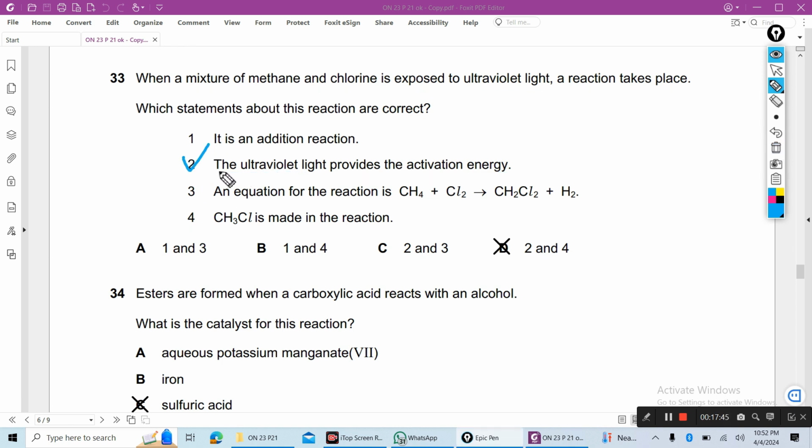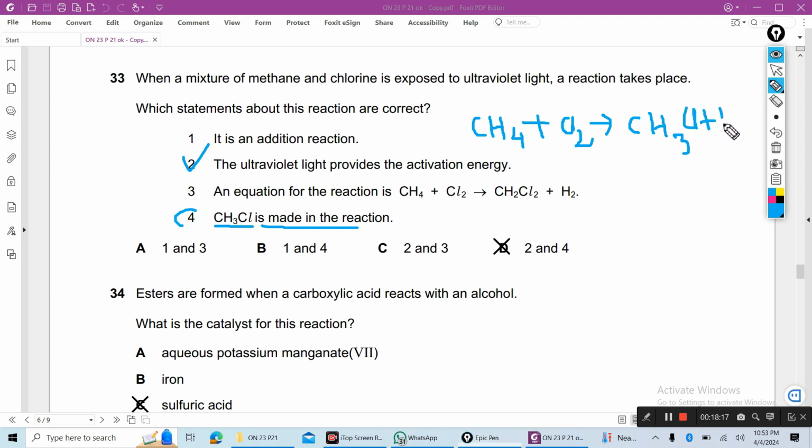And 4, methyl chloride or chloromethane is made in this reaction. Yes, when methane reacts with chlorine, one hydrogen is replaced by chlorine, and chloromethane or methyl chloride plus hydrogen chloride is formed.